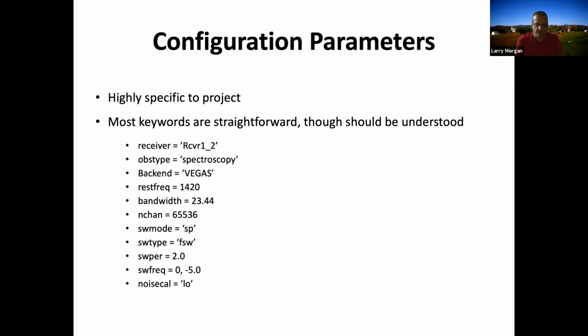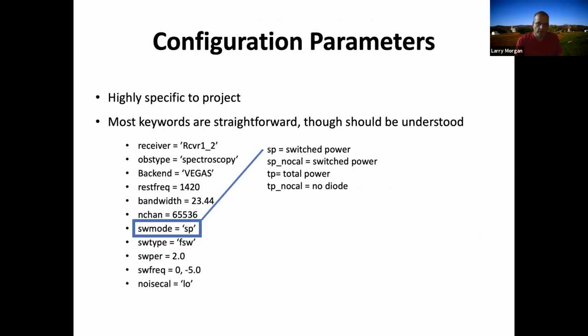So, your receiver keyword, hopefully you know which receiver you're going to be using, so you're not going to have to spend too much time worrying about that. Same with your rest frequency, backend, and so on. This switch mode might be a little more elusive. And so we have this SP, which is actually one of the less used modes, potentially, and that's switched power. That's usually used for frequency switching, but we also do beam switching. You can actually do polarization switching as well. So there are different reasons you might want that in there.